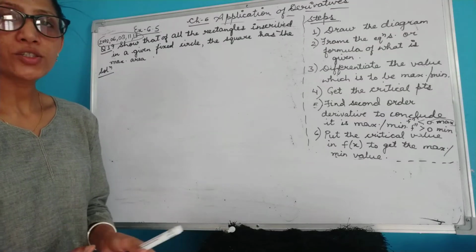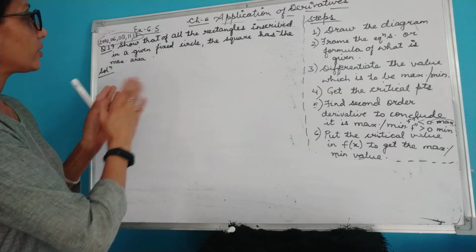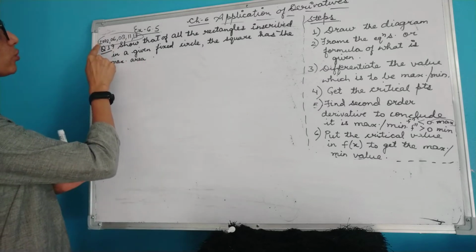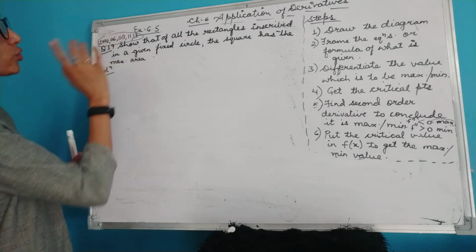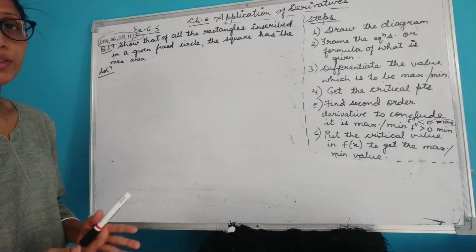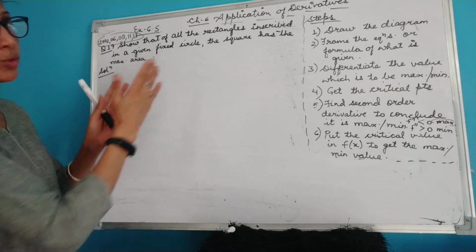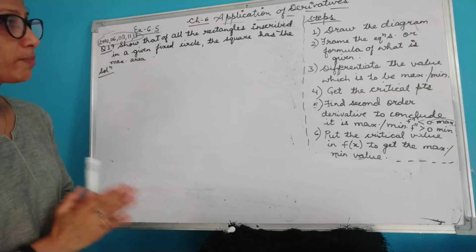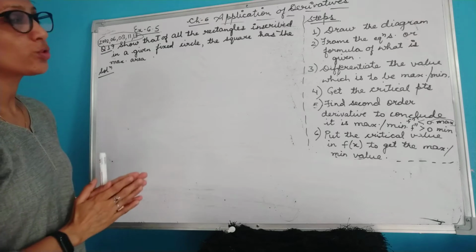Now let's see this, children. This question has come in 2002, 2006, 2008, 2011 and 2013. That means from the board point of view, this question is important. Let's see how to solve this question.